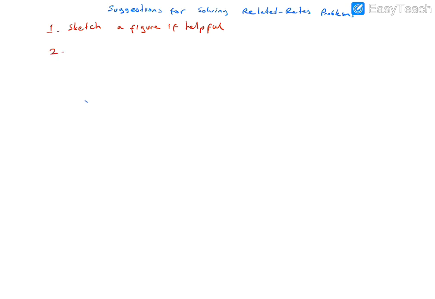Okay, so the second step is to identify all relevant variables. In the first question, x and y are variables, including those whose rates are given and those whose rates are to be found. So identify the given values and the values to be found. Maybe we can write here: identify.